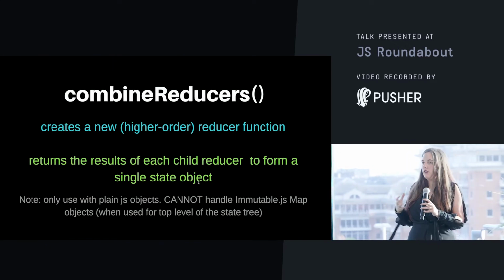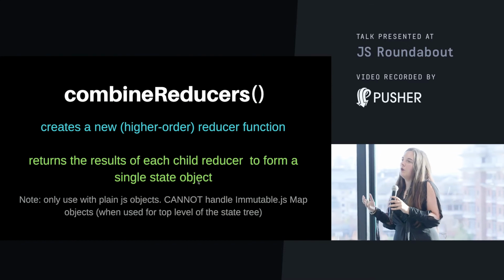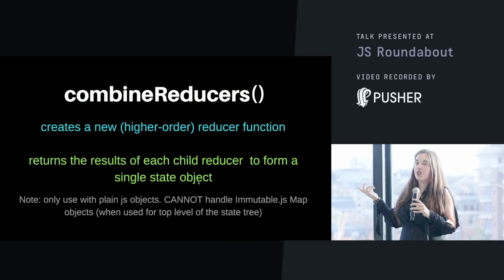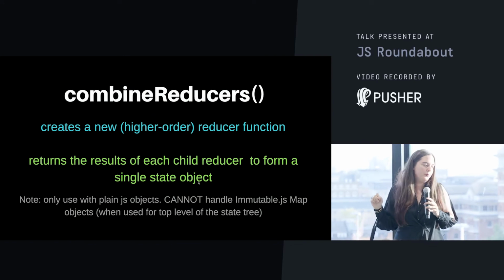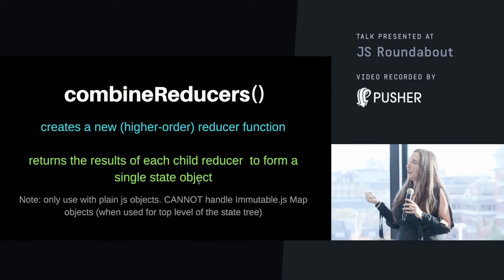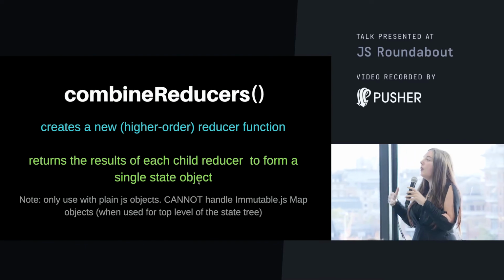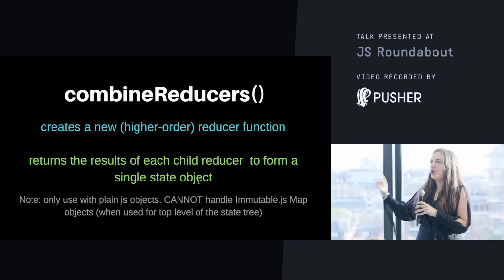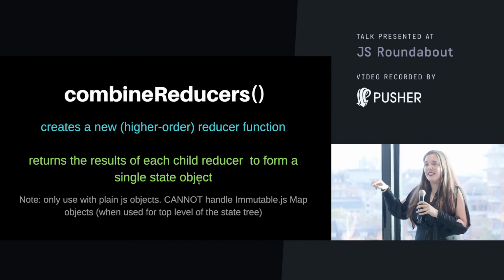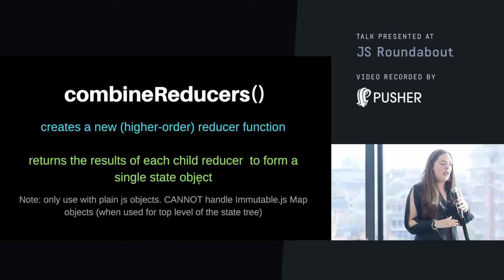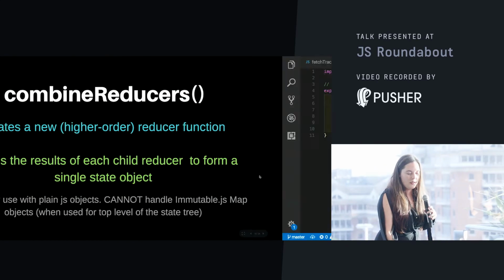So we've got all these individual slice reducers, but we need to create this one large gangster reducer. One way of doing it is using this handy Redux method called combineReducers. It creates a new higher order reducer function, returning the state of each reducer to form this single state object. Good to note, if you're using Immutable JS at the very top level of your state, this function isn't your friend. However, it is actually quite a simple function.